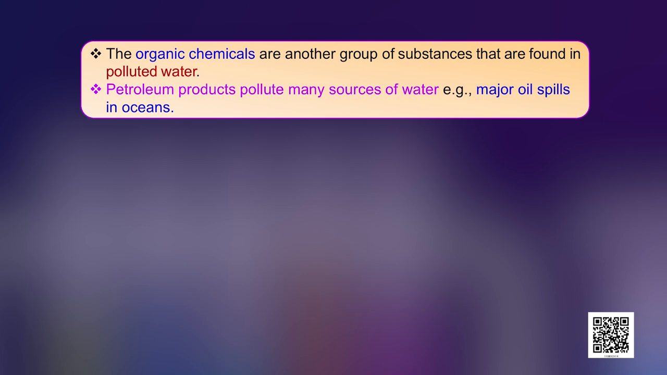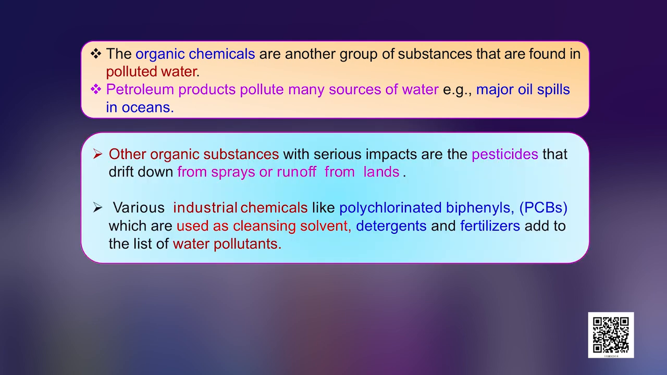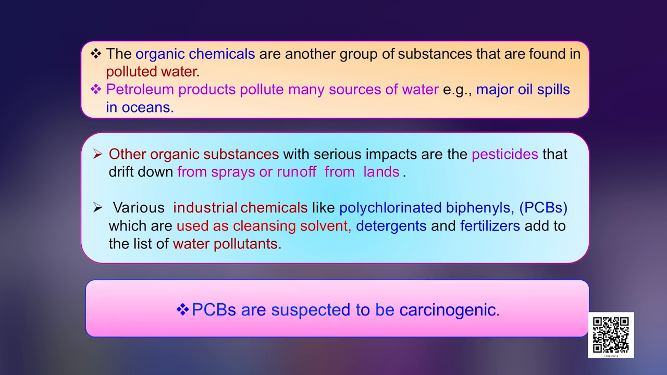Coming to the petroleum products, you know very well that these also pollute water, and petroleum products pollute many sources of water when major oil spills occur in oceans. The other organic substances with serious impacts are pesticides that drift down from sprays or run off from the lands. Various industrial chemicals like PCBs, which are polychlorinated biphenyls, also act as water pollutants because these are used as cleansing solvents. Then detergents and fertilizers also add to the list of water pollutants. PCBs are suspected to be carcinogenic, that is, they can cause cancer.